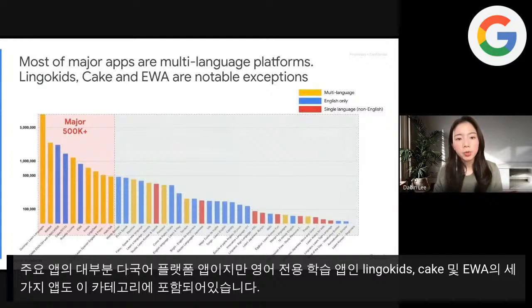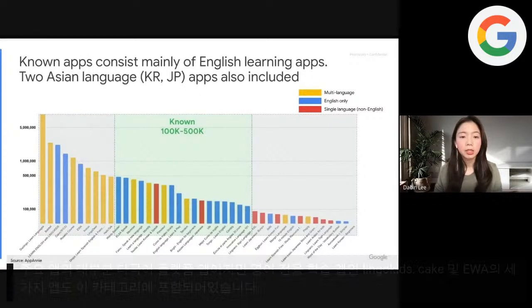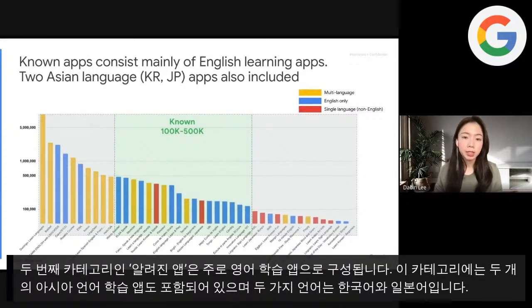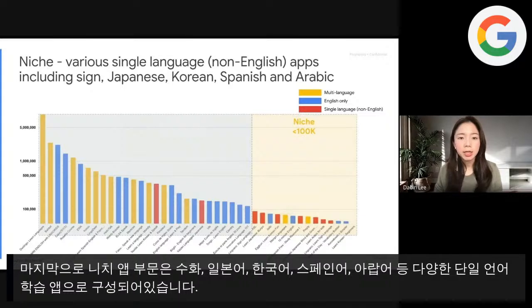The apps in the major category are mostly multi-language platforms. However, there are 3 English-only learning apps: Lingo Kids, Cake, and EWA. The second tier mainly consists of English learning apps, and in this segment, 2 Asian language learning apps are also included, Korean and Japanese. Lastly, the niche app segment consists of various single language learning apps such as sign language, Japanese, Korean, Spanish, and Arabic.